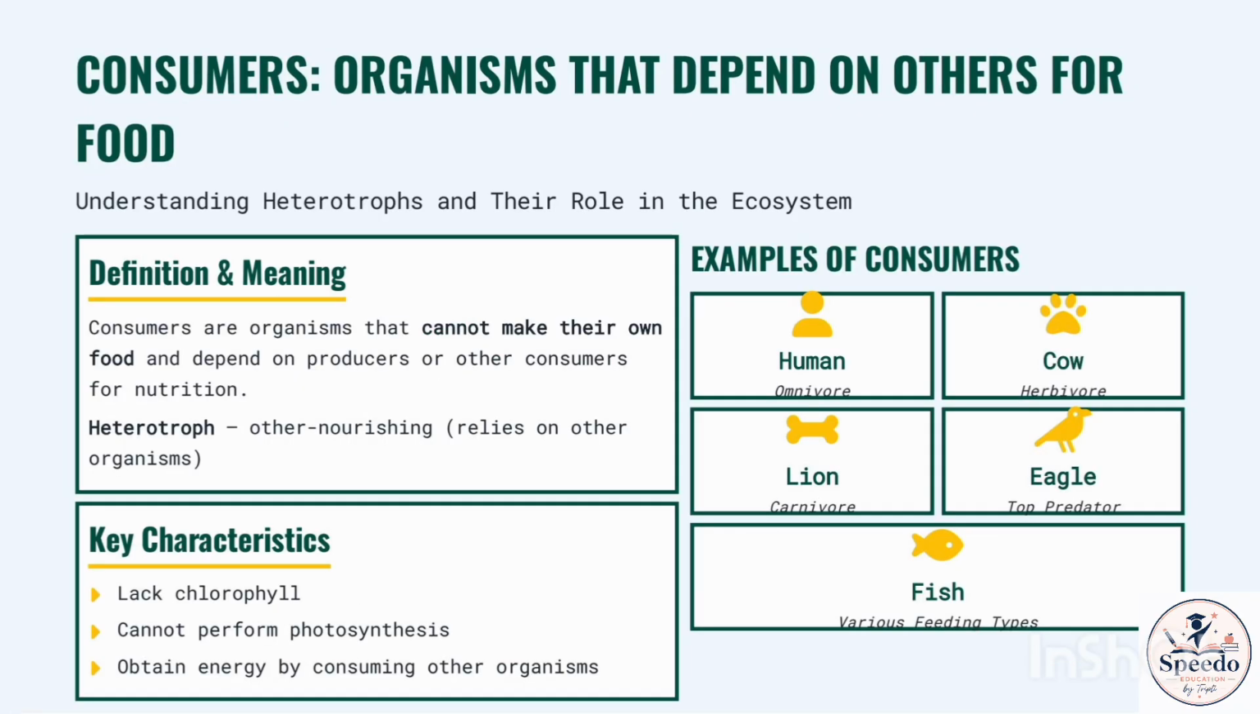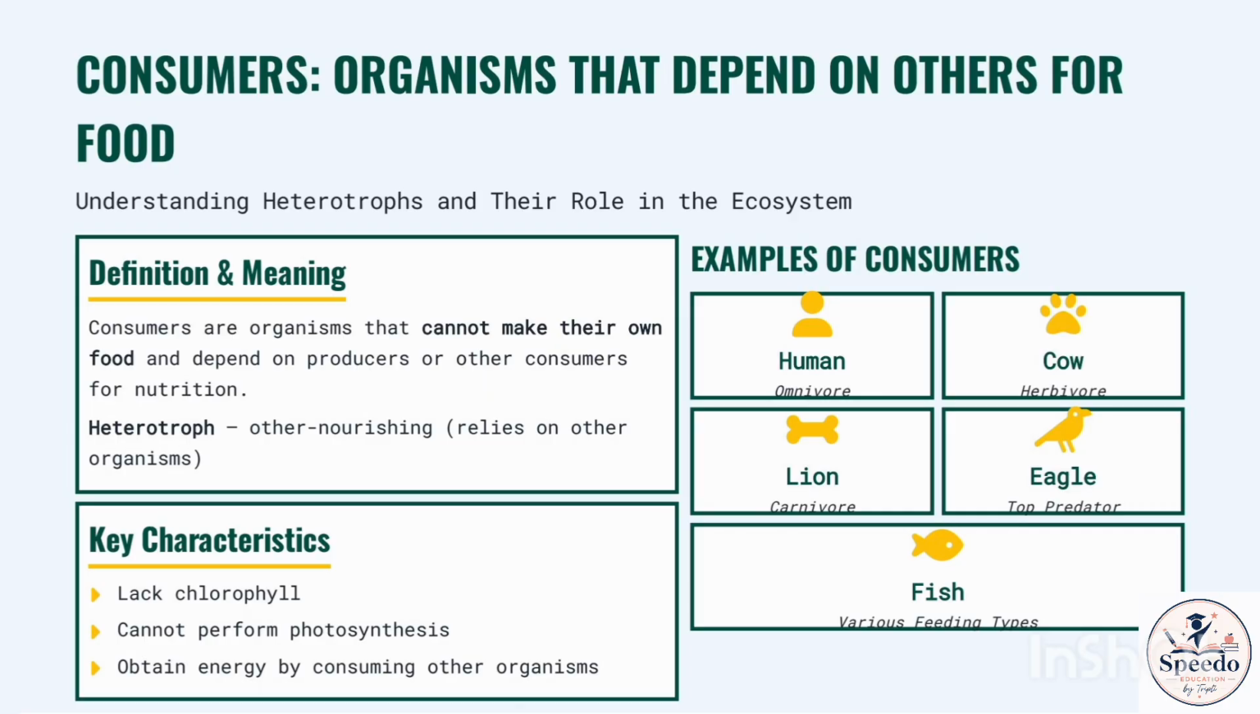Consumers, which means heterotrophs. Now let's move to the second major group of living organisms. Consumers are organisms that cannot prepare their own food. Instead, they obtain food by eating plants, animals, or both. Since they depend on other organisms for nutrition, they are called heterotrophs. The word hetero means different and troph means nutrition or feeding. This means heterotrophs obtain food from other living organisms.